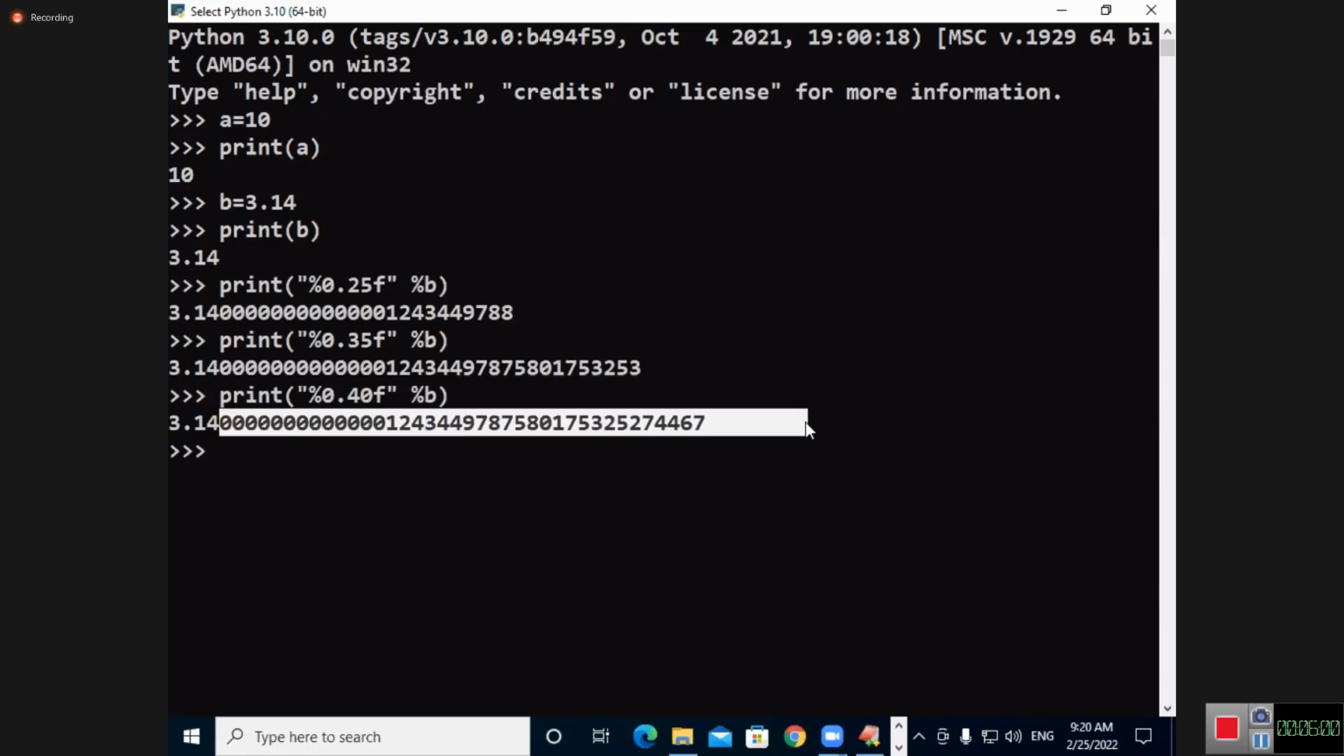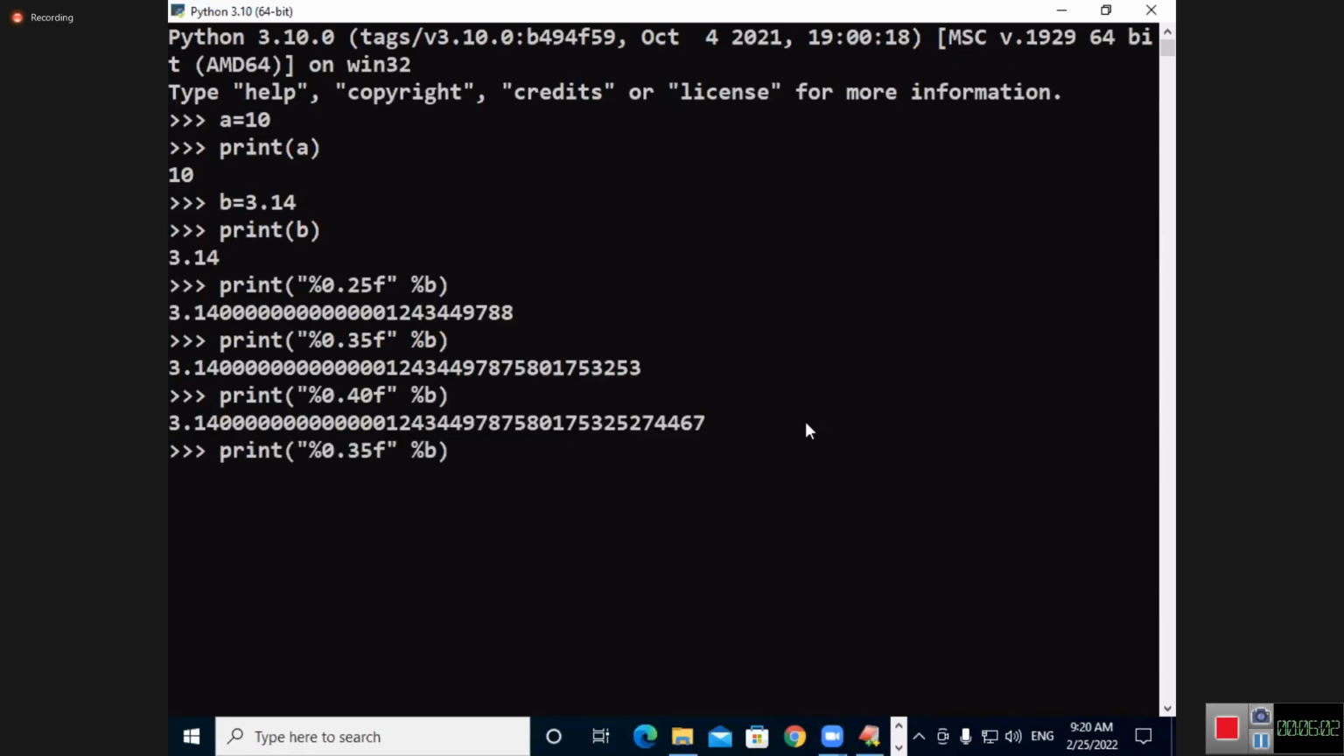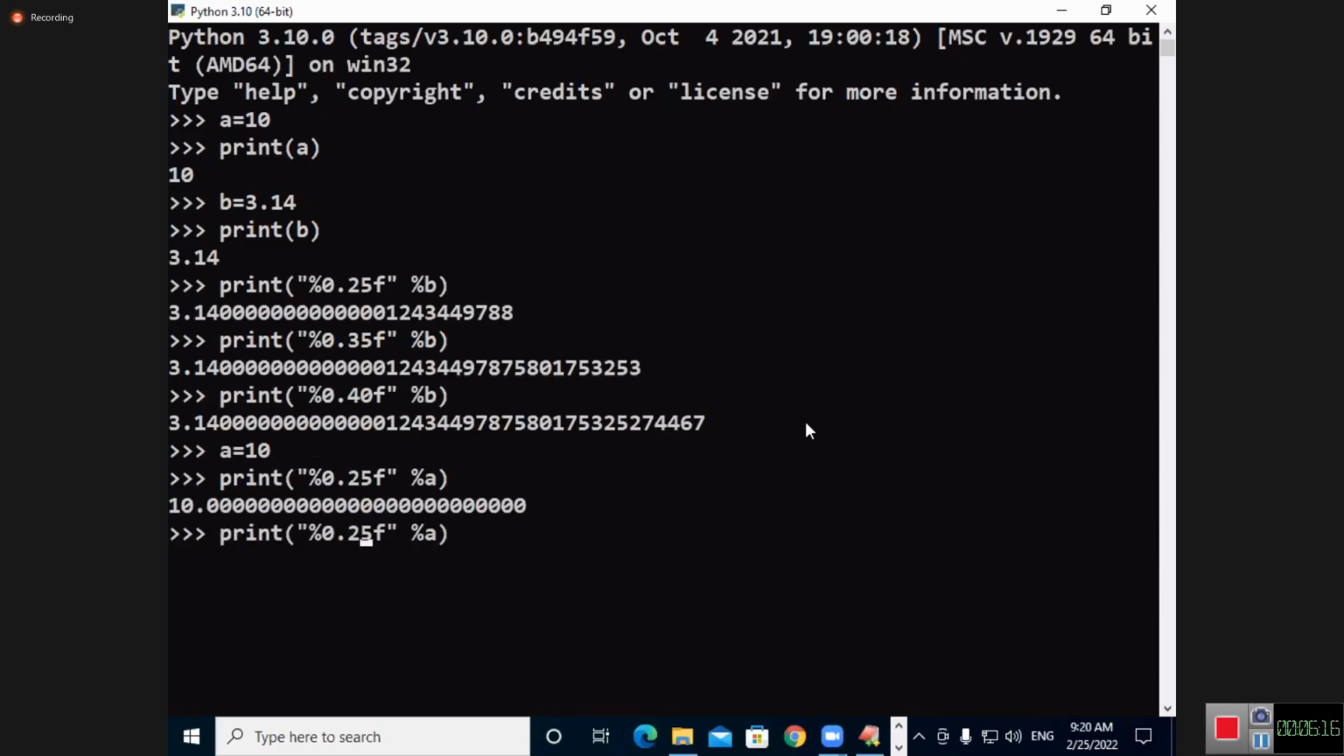Are you understanding me? If I come to this, A is equal to 10, and if I print A, it is going to be 10 only. There is no variance in the decimal places. That's why bitwise operators are applicable only for definite numbers, not for an infinite number of decimal places. Did you understand this meaning?